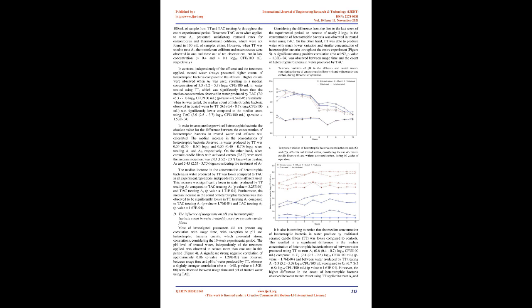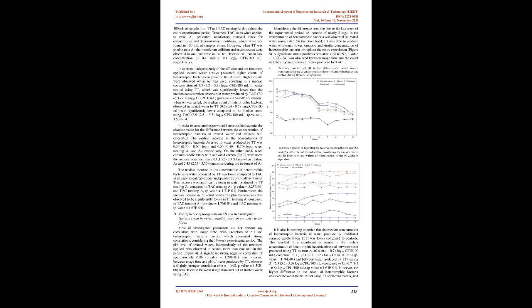In contrast, independently of the effluent and the treatment applied, treated water always presented higher counts of heterotrophic bacteria compared to the effluent. Higher counts were observed when A1 was used, resulting in a median concentration of 5.3, 5.2 to 5.3 log 10 CFU/100 ml in water treated using TT, which was significantly lower than the median concentration observed in water produced by TAC, 7.0, 6.3 to 7.1 log 10 CFU/100 ml, p-value equals 8.54 times 10 to the power of -5.